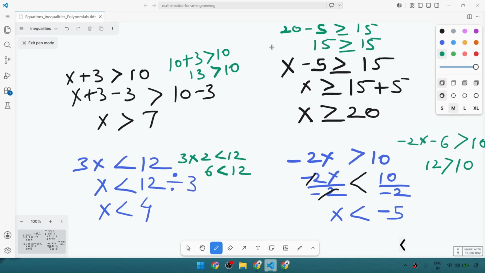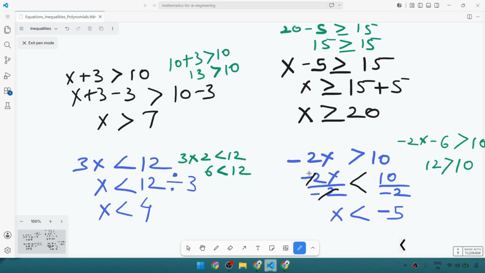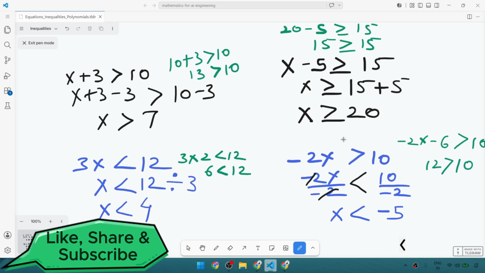So like this, you can solve any inequalities and then you can validate it. You need to follow the same set of rules which we have used for the equations. Only one important rule you need to follow: whenever you are multiplying with a negative number or dividing with a negative number on both sides, you need to reverse this particular symbol. That is very important. In case of equations, that is not applicable. But when you are solving inequalities, you need to be very careful when you are dividing and multiplying with negative numbers.